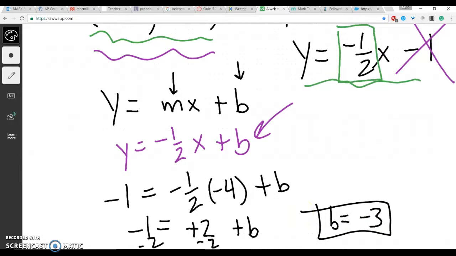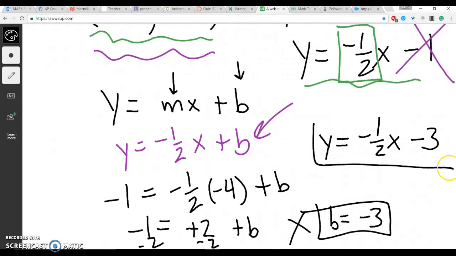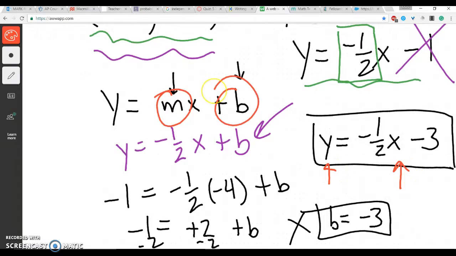Now, this is where a lot of us had some issues on the quiz. This is not my final answer. Like, that is not my final answer. My final answer would be y equals -1/2 x minus 3. If they want a line equation, we want a y and an x, but this m and b I want to replace. Okay. Let's try one more example when the slopes are perpendicular.